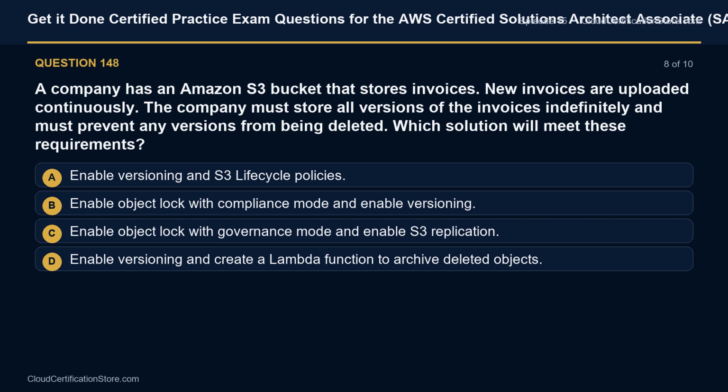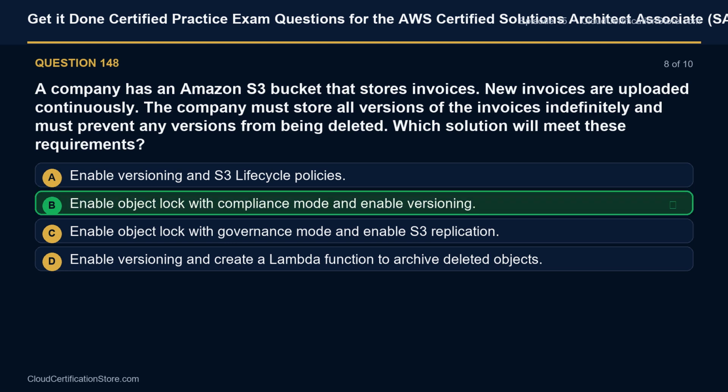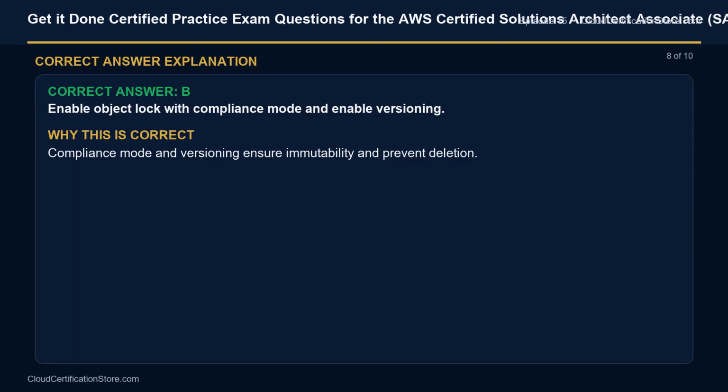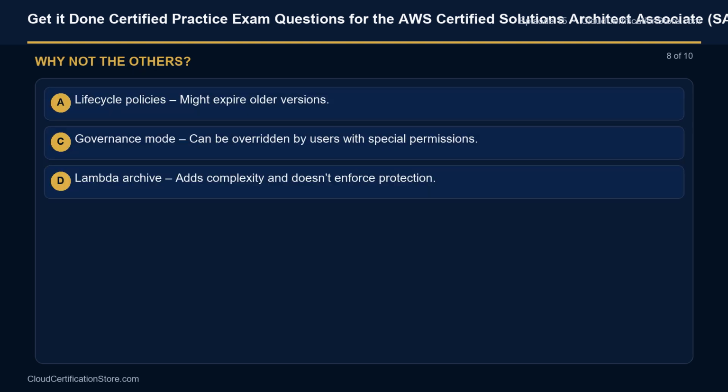The correct answer is B. Enable object lock with compliance mode and enable versioning. Explanation. Compliance mode and versioning ensure immutability and prevent deletion. Why not option A? Lifecycle policies might expire older versions. Why not option C? Governance mode can be overridden by users with special permissions. Why not option D? Lambda archive adds complexity and doesn't enforce protection.